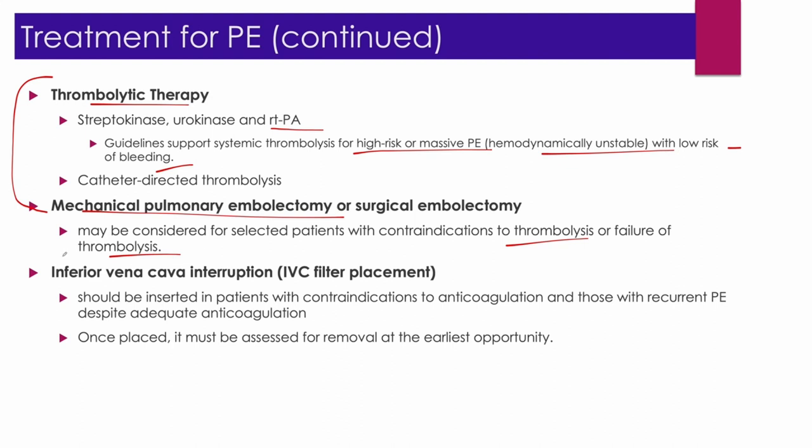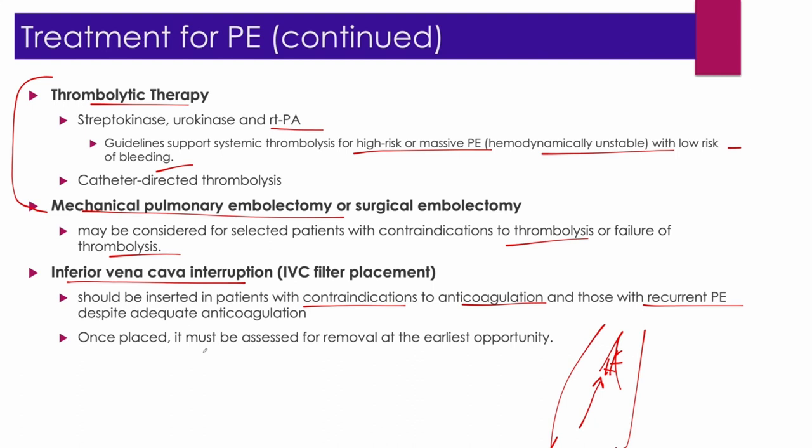As more of a preventative measure, we can do an inferior vena cava filter, and this should be in patients that have contraindications to anticoagulation, right? Or those that have recurrent PEs. And essentially, they put in this little net. It looks kind of like this. This little net that catches the clots as they go up the leg, okay?